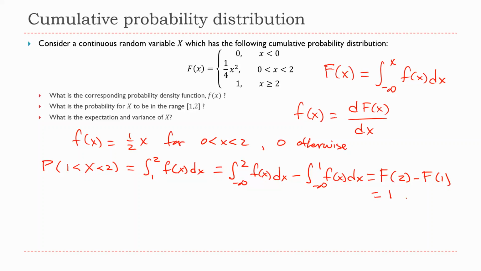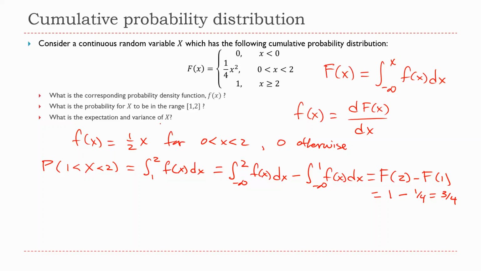So here we have 1 minus 1/4. So we can see the probability for x to be in the range 1 to 2 is 3/4. Now that would be the same result if you integrated the probability density function.